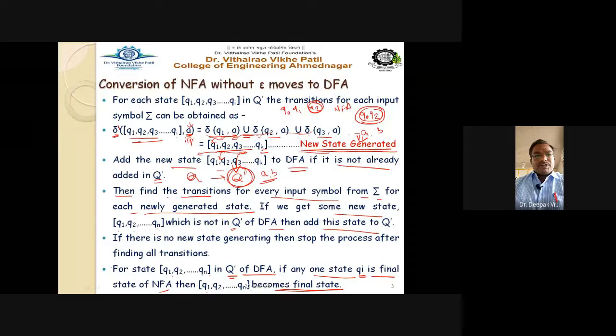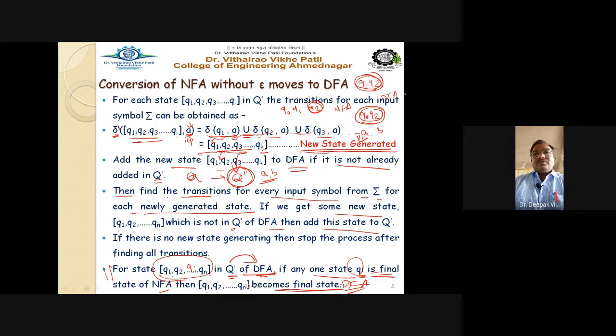So the meaning of this particular statement: for a state q1 q2 dot dot qn in q dash of the DFA, where q dash is what we are finding for the resultant DFA, if any one state qi is a final state, then this entire state becomes the final state in the DFA. Suppose a new state is generated like this, q1 q2, but q2 in the NFA is a final state. So q1 q2 you mark as a final state in your DFA. Getting this point? So we'll see the example.